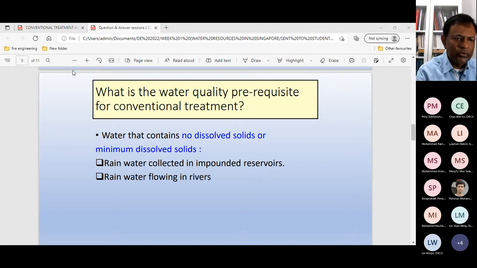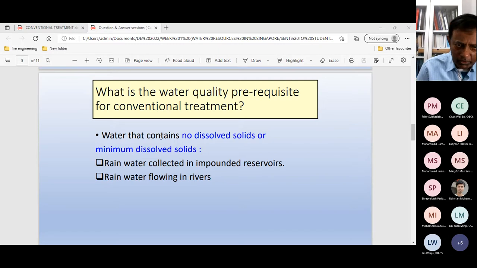Okay, so therefore, that's the reason why what we call the water problem of Singapore, because we are looking for sources of water which has low concentration of dissolved solids. Naturally we are seeking for that, and that is where the problem really is.